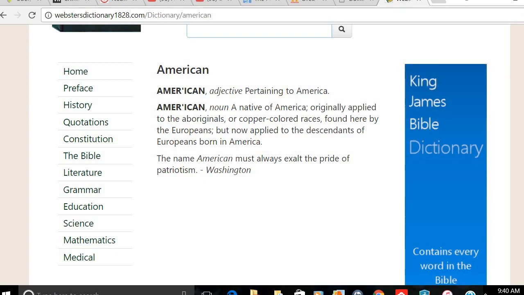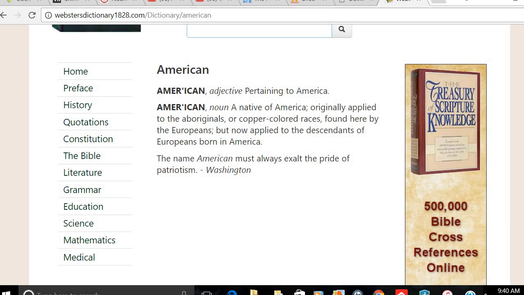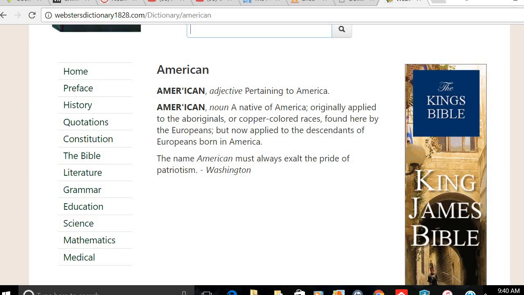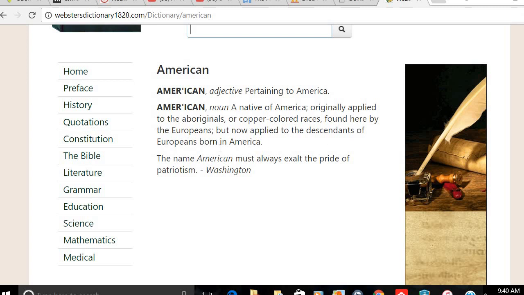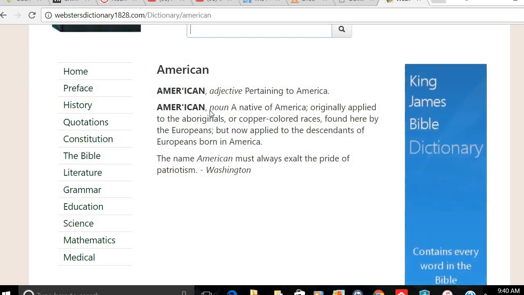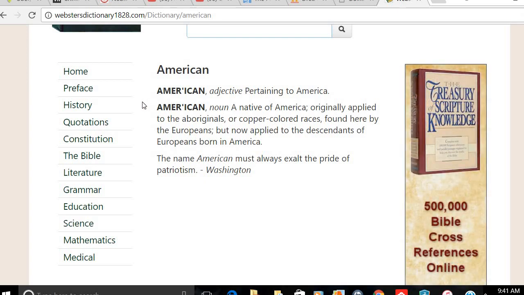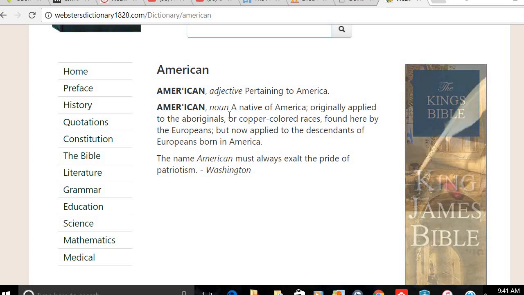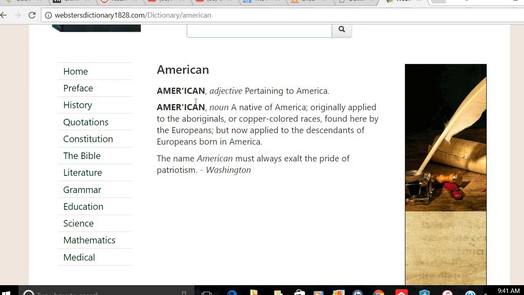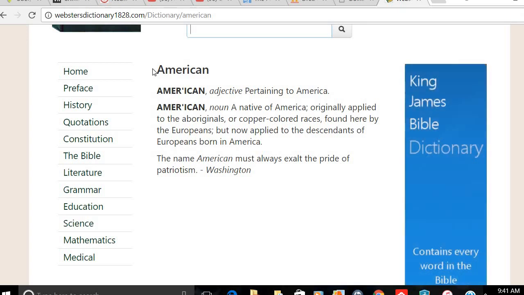Okay, so we know that past the semicolon right here, this is null and void. They forced themselves to be this, but nonetheless, the original definition: a Native of America originally applies to the Aboriginals or copper-colored races. Now, most of you think Aboriginals are people from Australia. I believe Australia is a whole other continent, unless the author of this dictionary got it wrong. He's saying America. American, okay? He's saying the definition of American. It's saying Native America originally applied to the Aboriginals or copper-colored races found by Europeans.